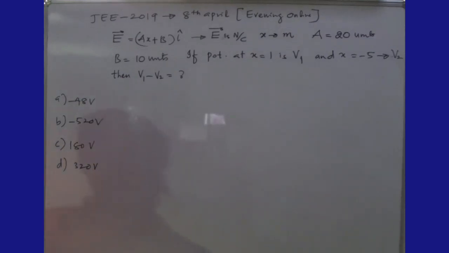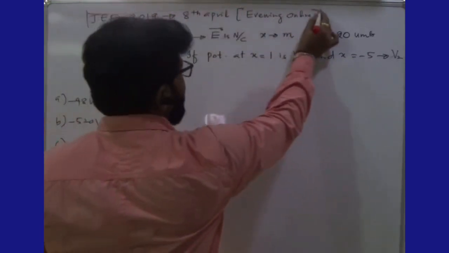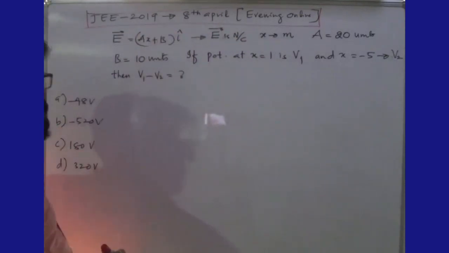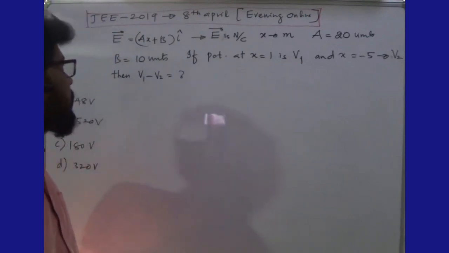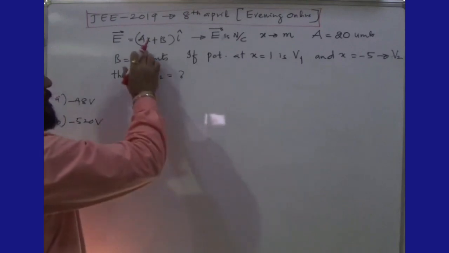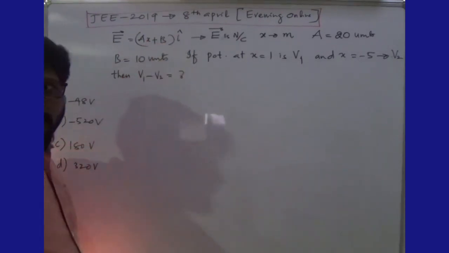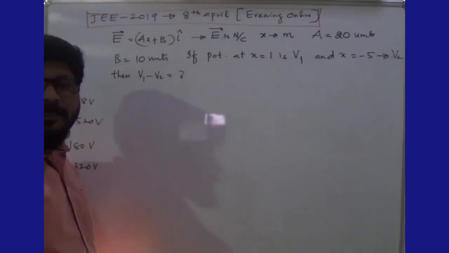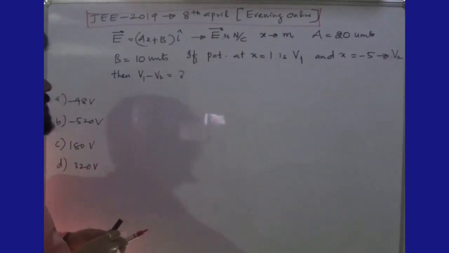Okay, let me explain this problem, which was given in JEE 2019, the 8th April online exam, based on E and delta V, the relation between E and delta V. According to the problem, the electric field is (Ax + B) j cap, and it exists in a region of space. The values of A and B are given. Let me substitute A and B values in the electric field.